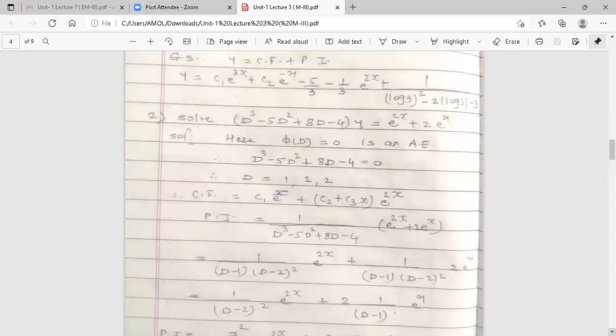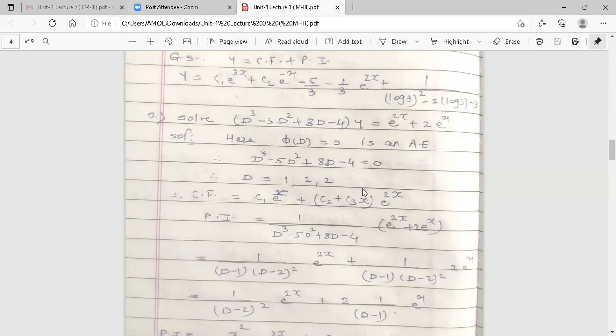Now the next example: solve (D³ − 5D² + 8D − 4) y = e^(2x) + 2e^x. So here φ(D) is D³ − 5D² + 8D − 4. Equate it equal to 0. So it is an auxiliary equation. It is a cubic polynomial, so you find out the factors using synthetic division.